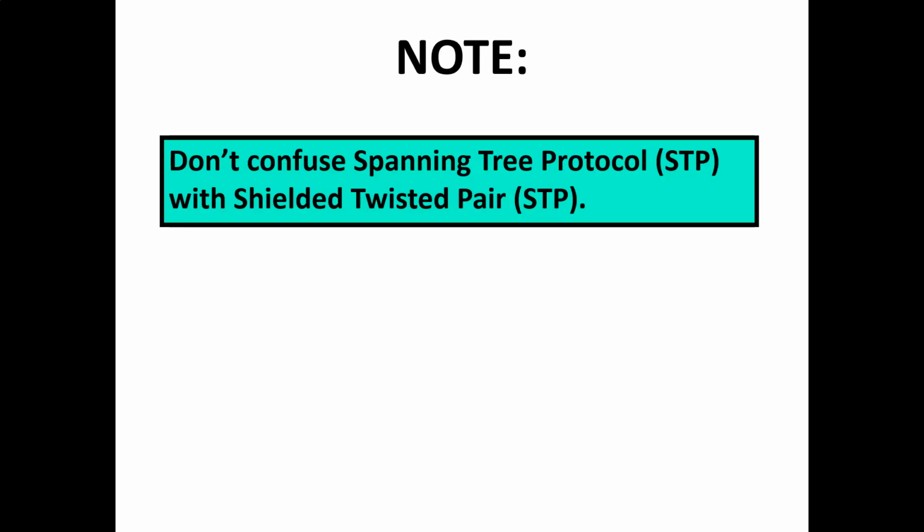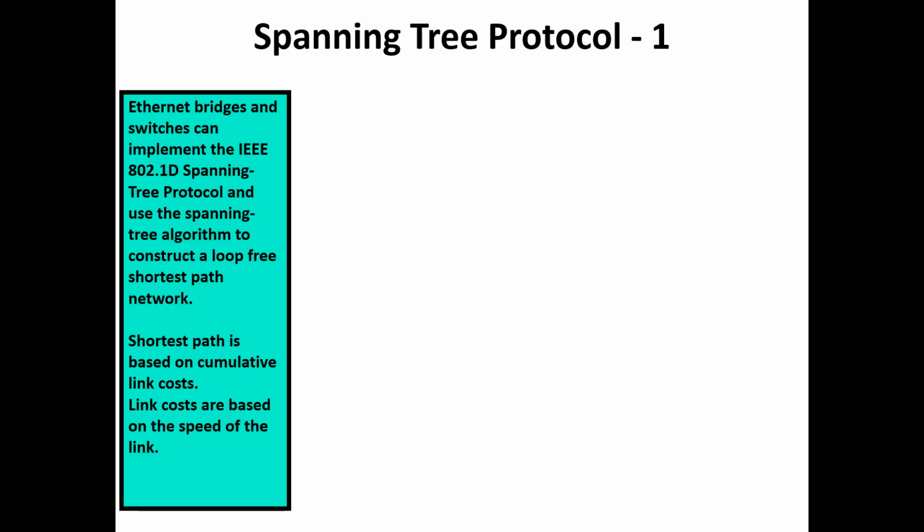So first of all, let me make sure that spanning tree protocol and twisted pair, these two are different terms, right? So let's not confuse them. Spanning tree protocol is an algorithm, whereas shielded twisted pair is a cabling mechanism of cables. Let's see what is spanning tree protocol.